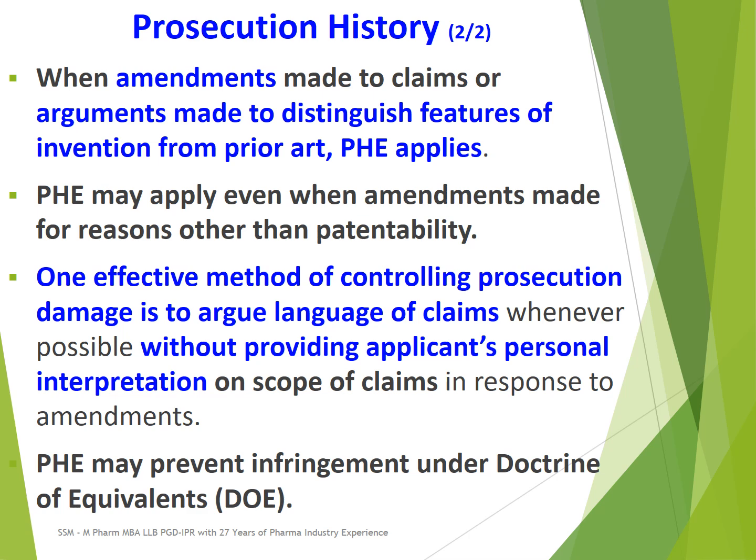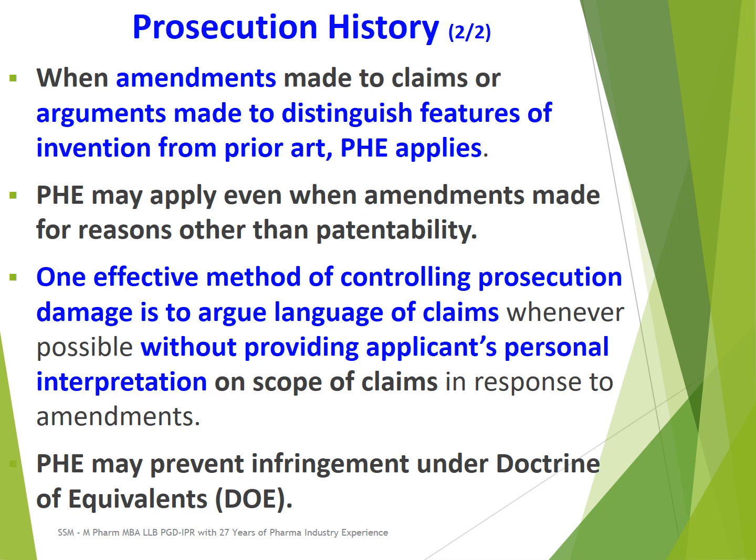Prosecution history estoppel may apply even when amendments are made for reasons other than patentability. One effective method of controlling prosecution damage is to argue the language of claims whenever possible, without providing applicant's personal interpretation on scope of claim in response to amendments. Prosecution history estoppel may prevent infringement under doctrine of equivalence.